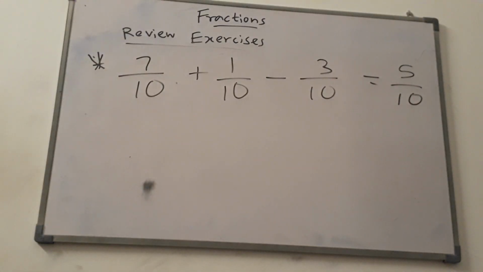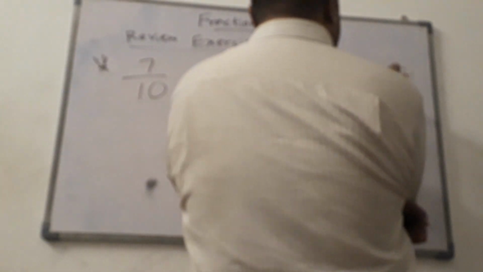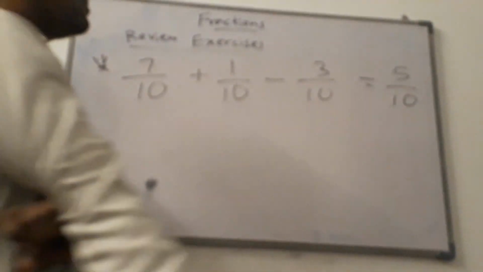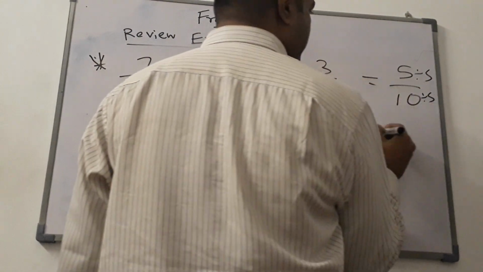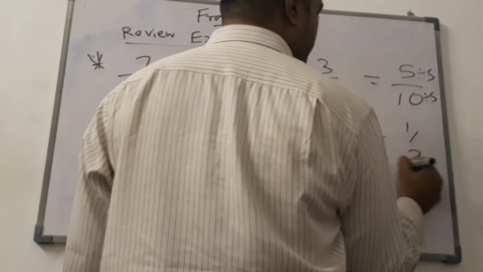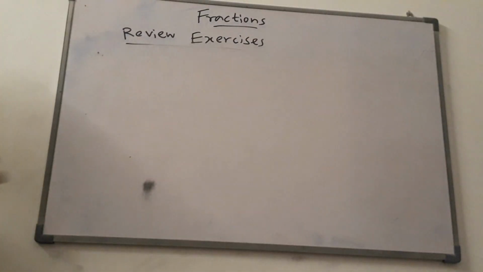Is this the final answer? Both have 5 as a factor. So we can divide both numerator and denominator by 5. Hence it is half. The final answer is half there as well. 2 more examples. 2 more sums to be done.